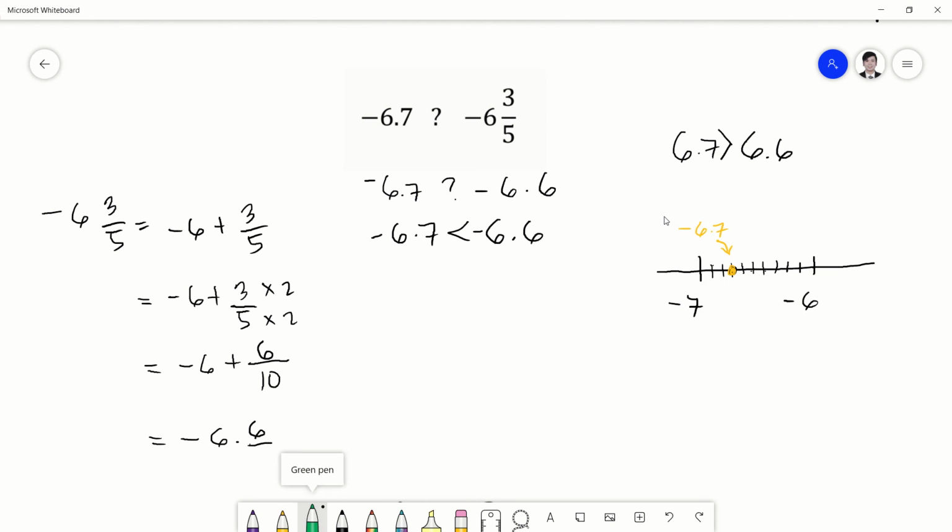We'll figure out where is negative 6.6. So negative 6.1, 6.2, 6.3, 6.4, 6.5, 6.6. If we compare them, negative 6.7, you see it in the left portion of negative 6.6. That means this is lesser compared to negative 6.6. So our final answer is less than.